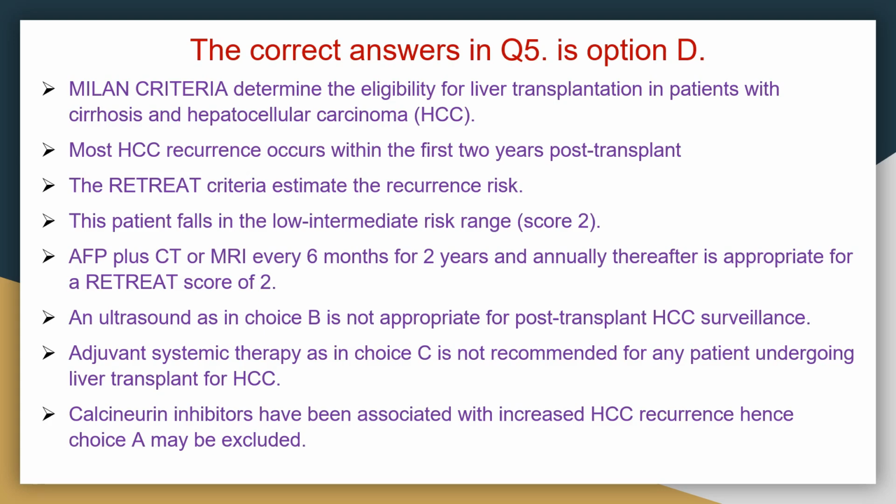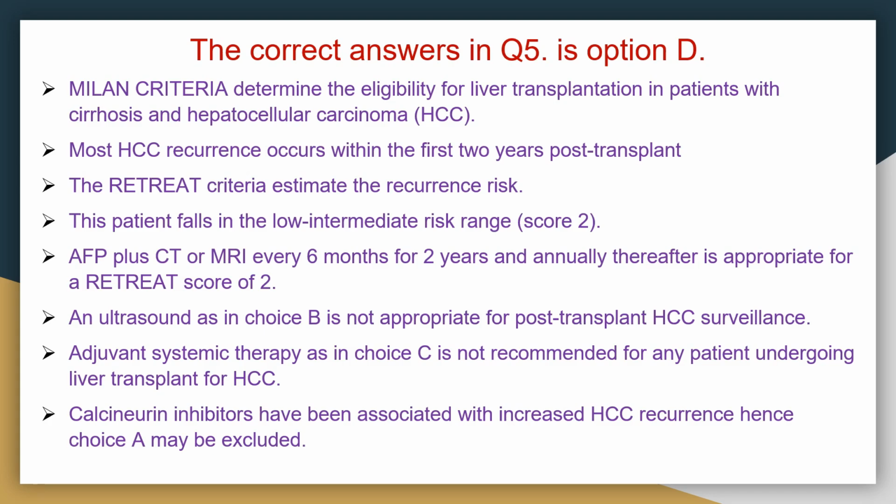However, despite meeting Milan criteria, most HCC recurrence occurs within the first 2 years post-transplant, and it is recommended to screen patients appropriately for early recurrence detection. To estimate the recurrence risk, the risk estimation of tumor recurrence after transplant, or RETREAT criteria, was developed. This well-validated tool estimates the risk of HCC recurrence based on the size of the largest tumor, the number of viable tumors, microvascular invasion, and serum alpha-fetoprotein at the time of transplant. The RETREAT score ranges from 0 or low risk to 5 or more or high risk.